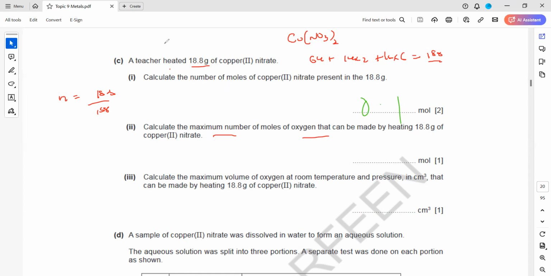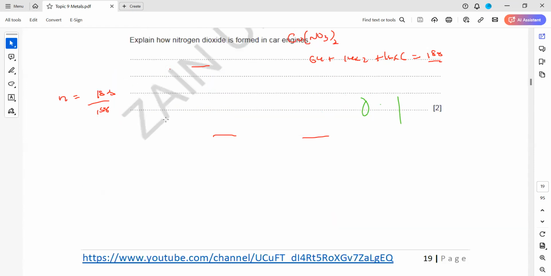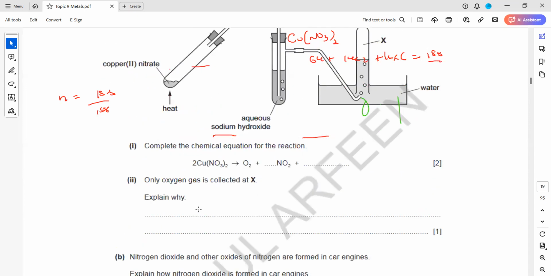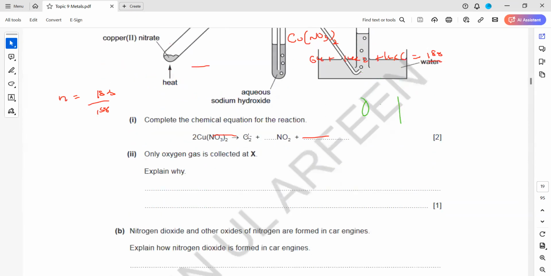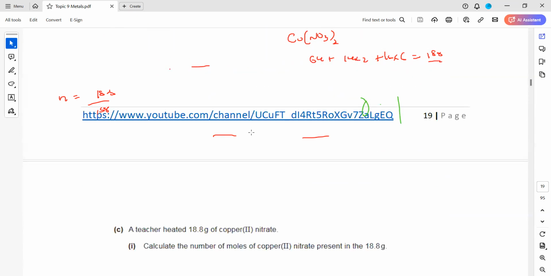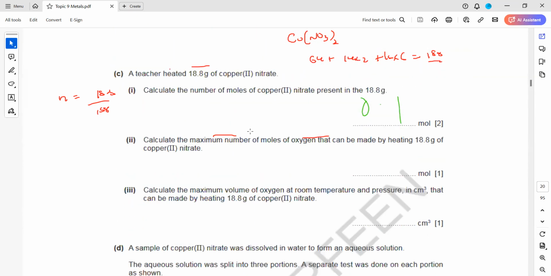Because it's a continuation of the question, we have to go back to the mole ratio. So the ratio between oxygen and copper nitrate is 2:1. So you have to use the ratio that 2:1 is there. So if we have 0.1, this will be X. So 0.05.